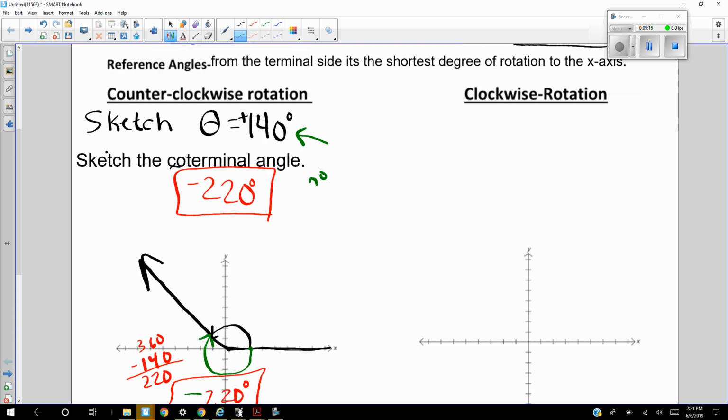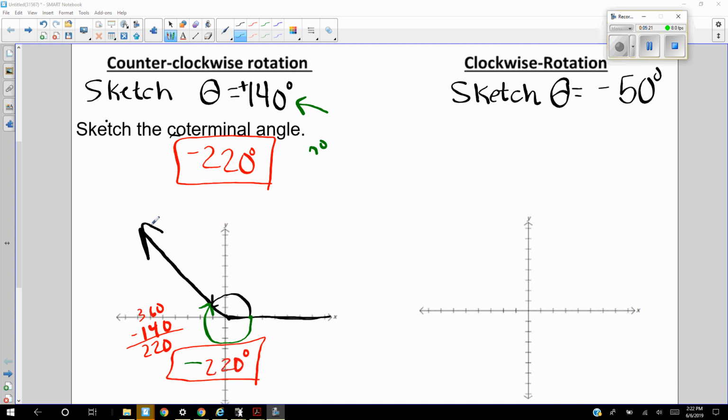All right, now let's do a clockwise rotation. So we're going to sketch the angle negative 50 degrees. So again, the angle starts in the same place, the positive x-axis. And this time we're going to go clockwise since it's a negative angle measure. So basically that's a little over halfway through quadrant number 4. There's 90 degrees in quadrant 4. So we're going a little bit over halfway.